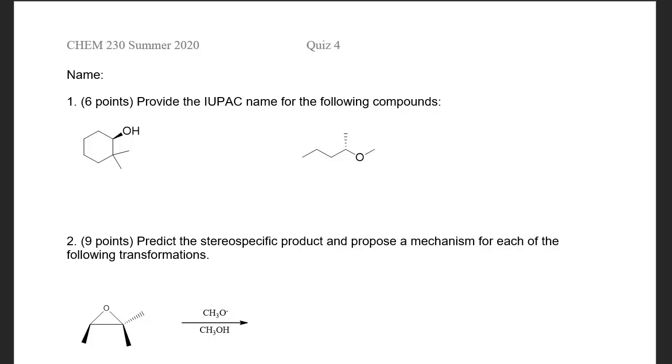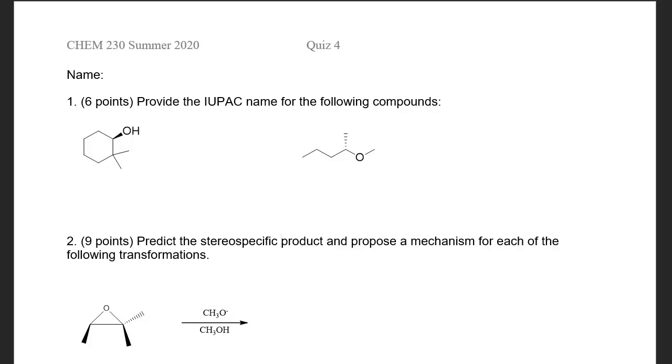For the first question, we're asked to provide the IUPAC name for the following compounds. For the first compound, we have a cyclohexane ring and an alcohol functional group. We're going to make the parent name cyclohexanol. That alcohol is at the 1 position on the cyclohexane ring, which means my 2 methyl groups are at the 2 position.